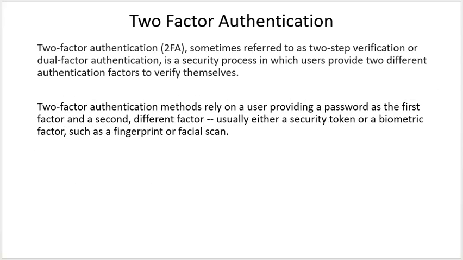Two-factor authentication, sometimes referred to as two-step verification or dual-factor authentication, is a security process in which users provide two different authentication factors to verify themselves. So two-factor authentication methods rely on a user providing a password as the first factor and a second different factor, usually either a security token or a biometric factor such as a fingerprint or a facial scan. An easy way to think about two-factor authentication is it's a combination of what I know plus what I have. What I know is my username and password. What I have is a fingerprint, a face, a security token that generates a code.